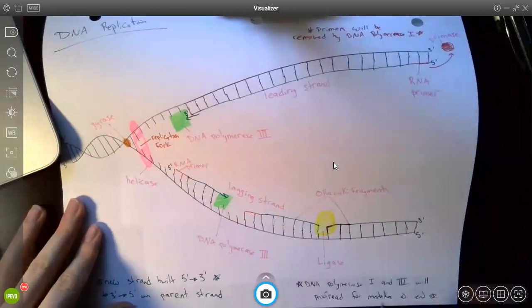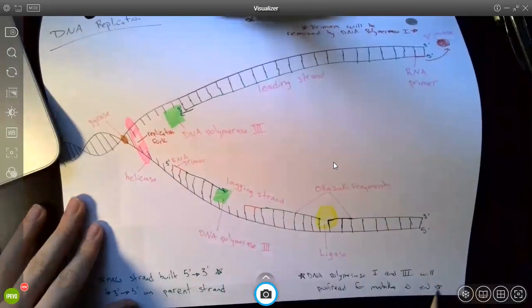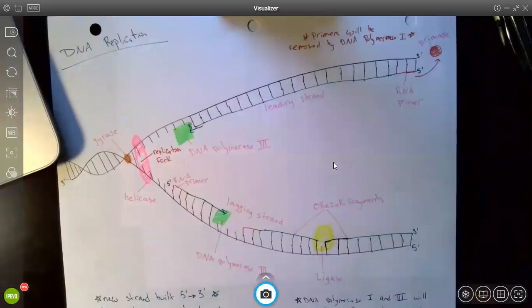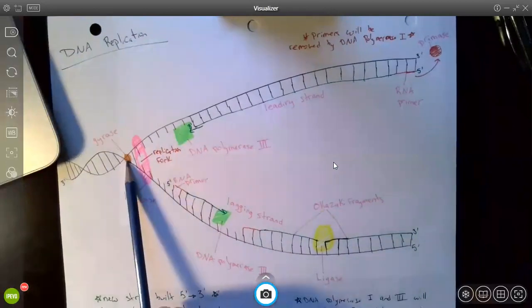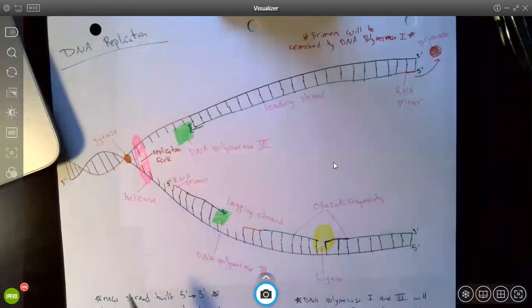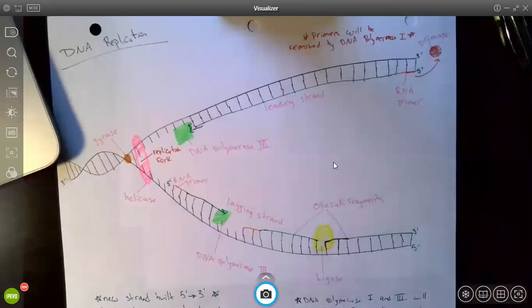And then at the end, DNA polymerase 1 and 3 will proofread for mistakes. Okay, so those are kind of the important things to know. Know your gyrase, your helicase, your DNA polymerase 1, your ligase, and your primase. Know what all of those do.